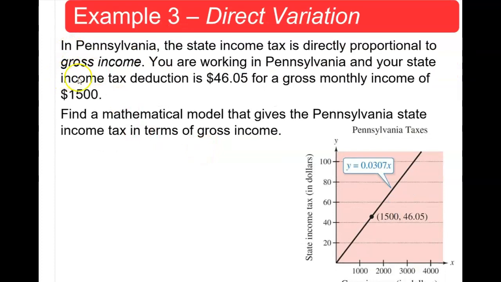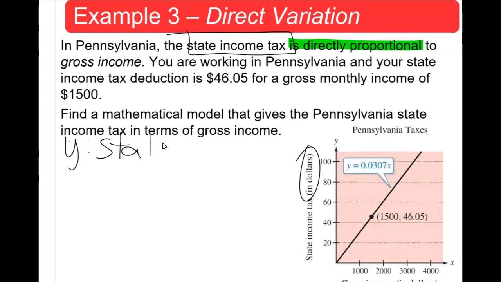Example 3, and it says, in Pennsylvania, the state income tax is directly proportional, so that is our key, to the gross income. So let's assign some variables. So y is going to represent the state income tax, the amount, I guess, in dollars. Yeah, it's not a percent, because it could also be a percent. And then the letter x is going to represent the gross income.